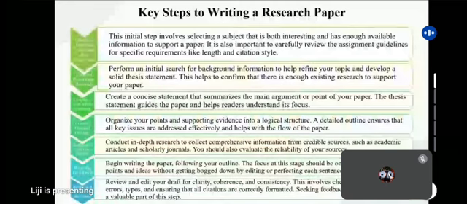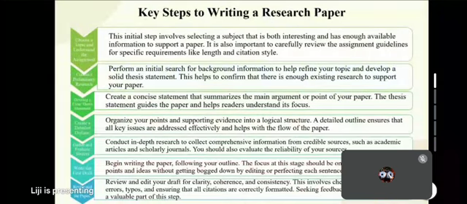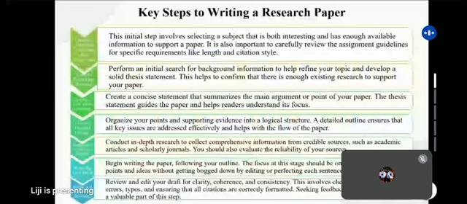But we have already discussed, when you give some outline of your paper, you have to first organize it. Organize your points and supporting evidence into a logical structure. A detailed outline ensures that all key issues are addressed effectively and helps with the flow of the paper. When we move to your first draft, you simply express your ideas without worrying too much about perfection, and polish your writing for clarity, grammar, coherence, and referencing. Its details will come after creating the detailed outline.